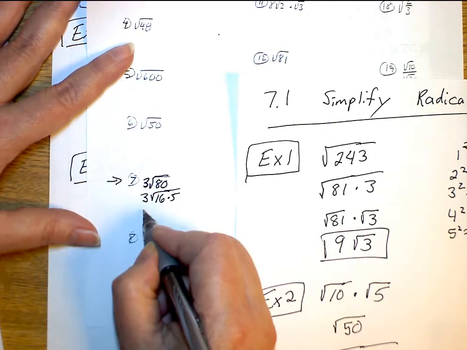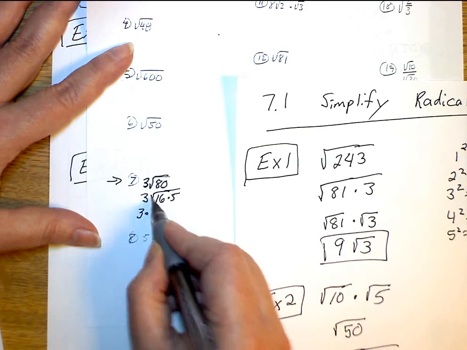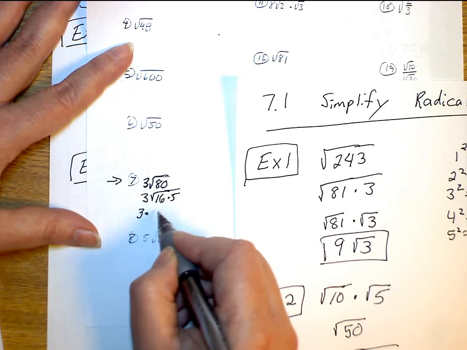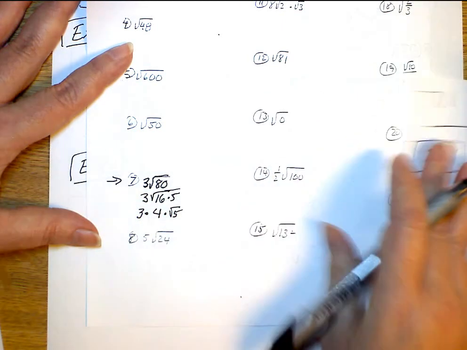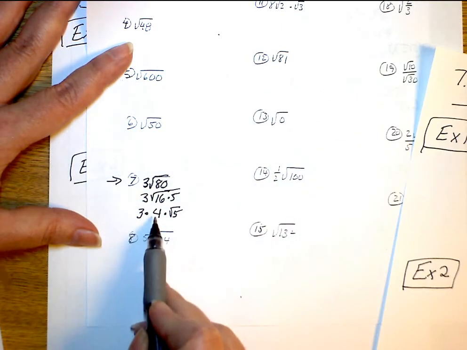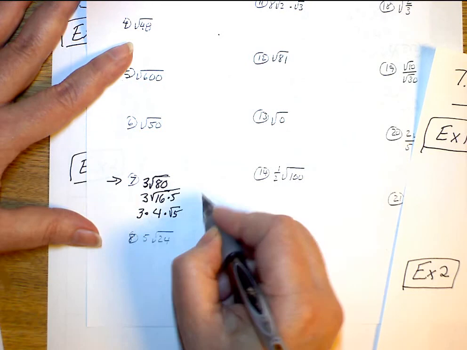So I have 3 times, what's the square root of 16? 4. And then we're multiplying by the square root of 5. So my final answer, 3 times 4 is 12 square root of 5.